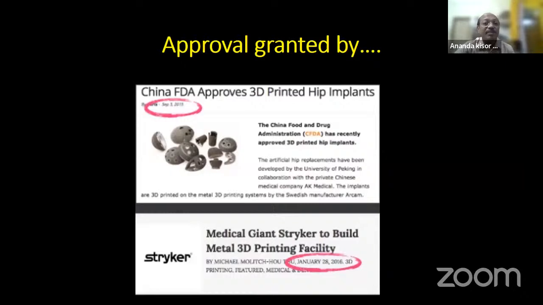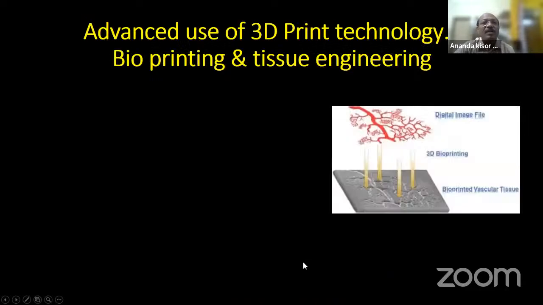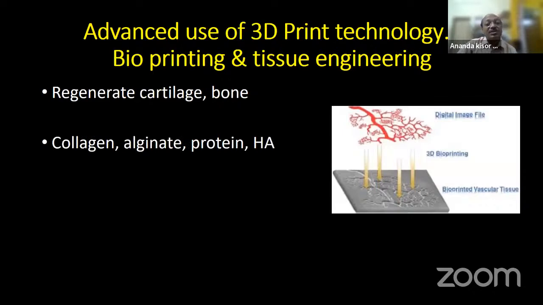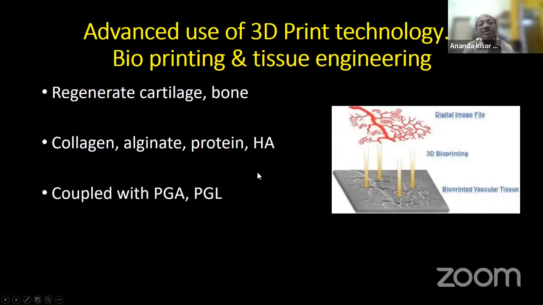Now, approval has been granted by the China FDA, or this Stryker, it has come and it is advanced. What are the advanced uses of this technology? It can be used for tissue engineering. What is tissue engineering? I'll come to it in the next topic. That will help regenerate the cartilage of the bone, with collagen, alginate, protein and hydroxyapatite that can be used for delivering the growth factors, along with some model scaffold models, which are prepared with the help of the 3D printers. So that can be helpful for providing a replica of the lost structures.